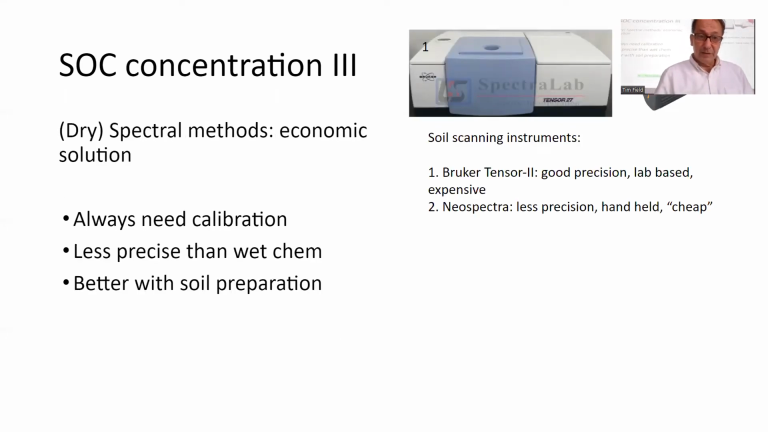So then we come to the spectral methods. A spectral method is where you send some light on your sample and then you measure the reflection or the absorption. These kinds of methods are increasingly used in soil science. Since about 20 years, they have been working on that. And I just have 2 pieces of equipment. No, I don't. You don't see the second equipment. Sorry about that.